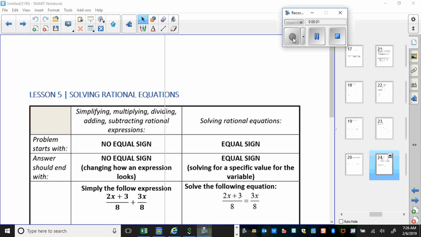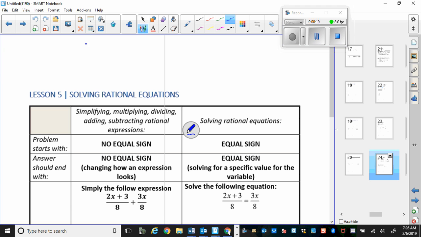All right, guys, so we are literally at the end of Unit 7, and this last lesson is about solving rational equations. We've been focusing on numerators and denominators for Lesson 4, when we're adding and subtracting these rationals, these fractions. Our goal for today is to solve rational equations.